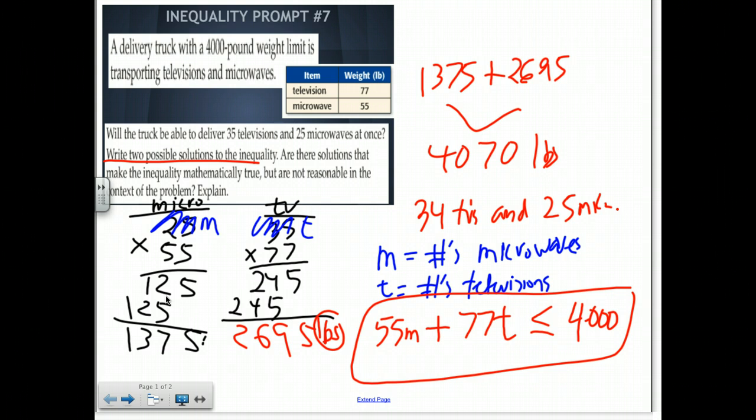Decimal. Very good. Is it true that technically, mathematically, you can have 5.6 TVs and 2.3 microwaves, which still stay under 4,000 pounds? But in real life, is that reasonable? No. What about negative numbers? Is it true that if this is negative, it's definitely going to be under 4,000 pounds? Is it possible for you to have negative 5 TVs and negative 6 microwaves? You see what I'm saying?